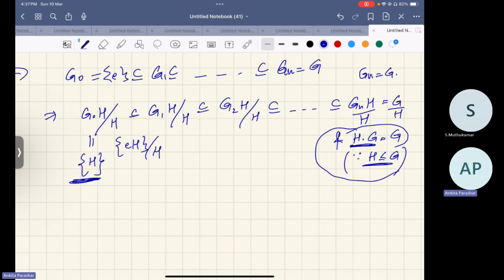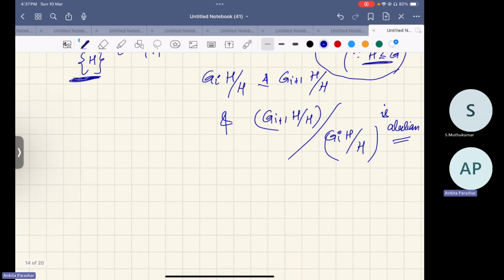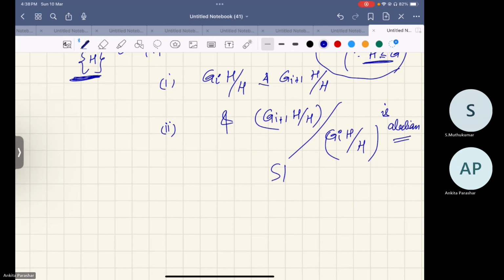All right. So now we are trying to prove this is a chain of G/H, and we are trying to prove that GiH/H is normal in Gi+1H/H, and the quotient Gi+1H/H by GiH/H is abelian. Which one do you find easy to prove? I think one of these properties is easier. Can you see which one? Maybe the second one. Very nice. Why? Because can you use some fact? Gi+1 by Gi is abelian.